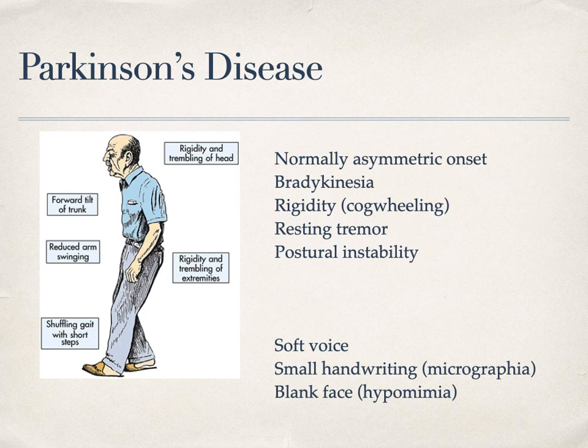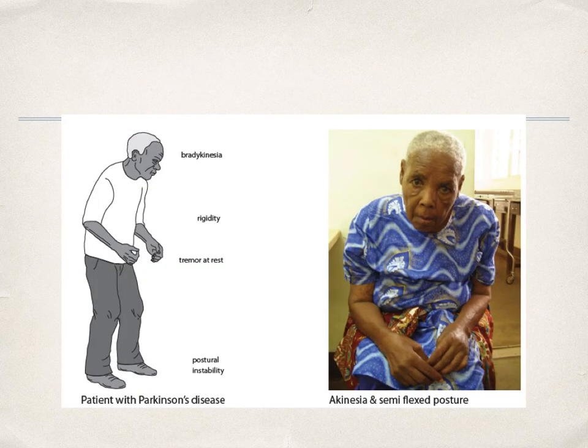Their gait is also quite different. They have a shuffling gait with short steps, what we call a festinating gait. They have reduced arm swing, which is one of the very earliest signs in Parkinson's disease, asymmetric loss of arm swing. Sometimes they can have rigidity and trembling of the head and a forward tilt or stooping posture. Very good, so that tells you more.